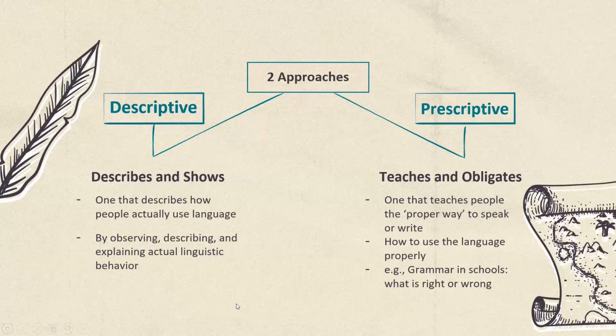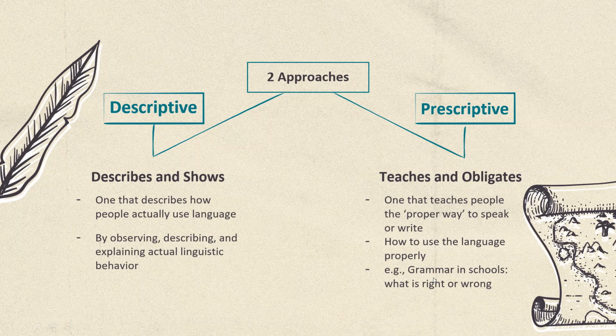Okay, when we say a prescriptive approach, what do we mean? When we say a prescriptive approach, we mean it teaches and obligates. بيعلم الناس، بحكي لهم إيش الصح وإيش الغلط. One that teaches people the proper way to speak or write. How to use the language better in a certain situation. وهذه بتذكرنا في الفورماليتي والانفورمال. For example, in a formal situation, you have to use these words, these vocabs, these phrases and expressions. Okay, so this is the prescriptive approach.